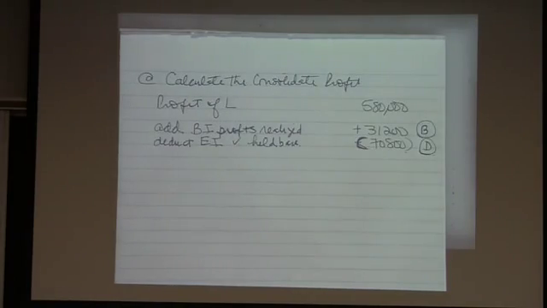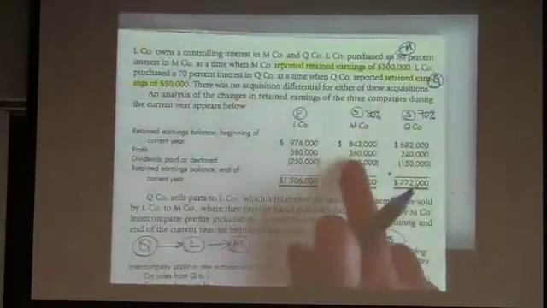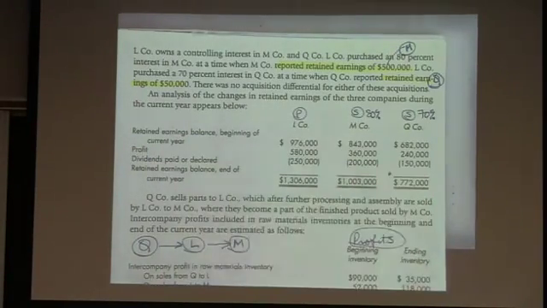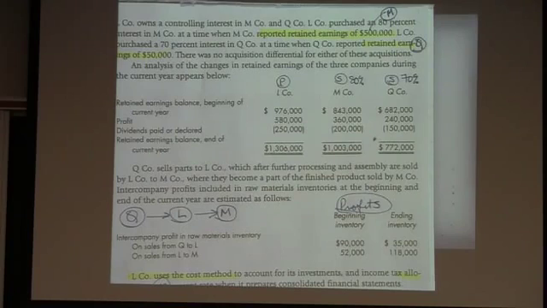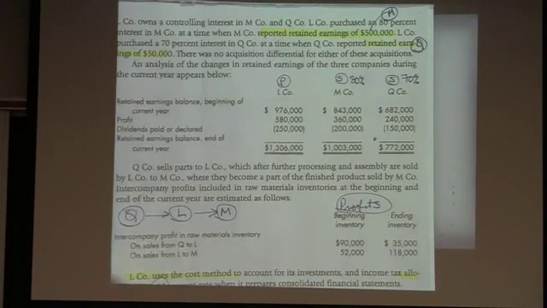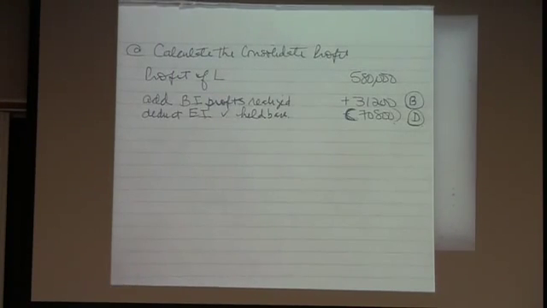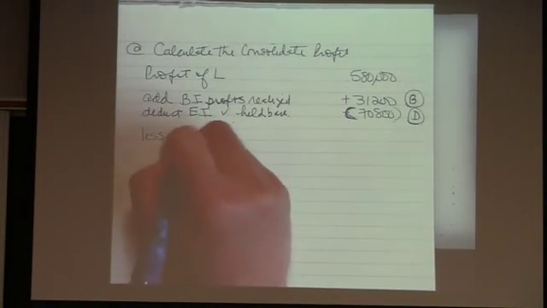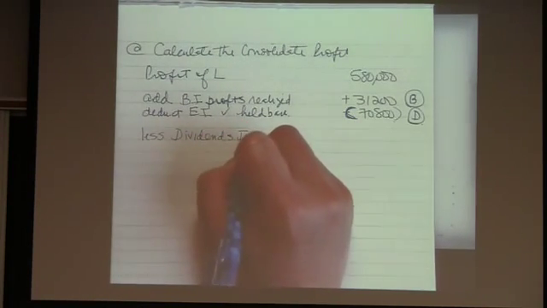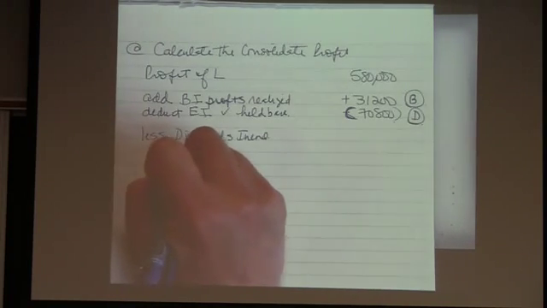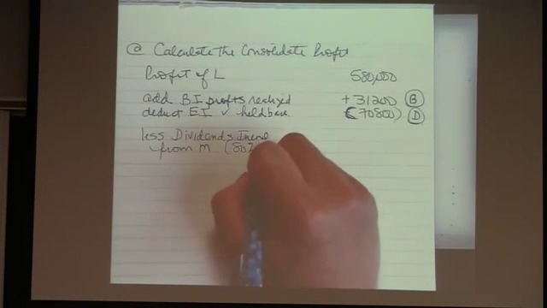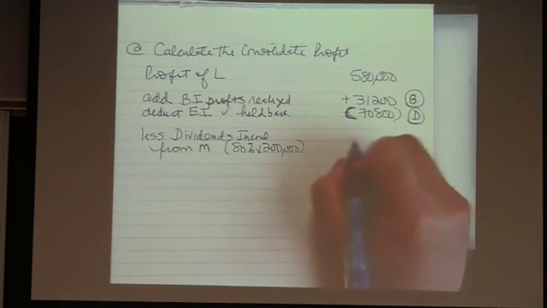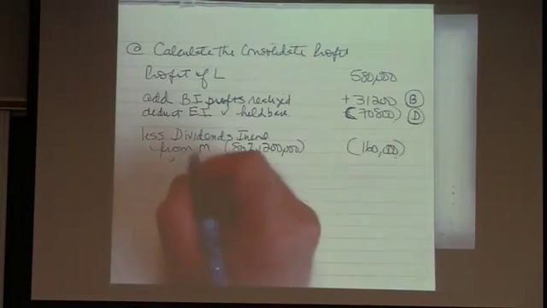Now, what else did we know? We know that there were dividends that were declared. Because they used the cost method, remember it says the cost method? It means that they would have recognized the dividends that the subsidiaries M and Q declared as dividend income. So we need to take away less dividends. The first one is from M, and it was 80. Remember, we own 80% of M, so 80% of the dividends declared of 200,000 we need to take away. And this is from Q.